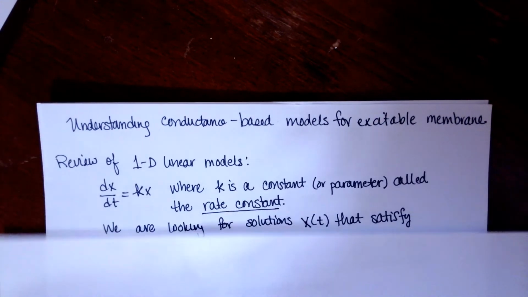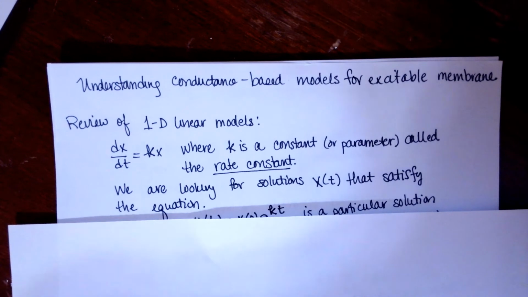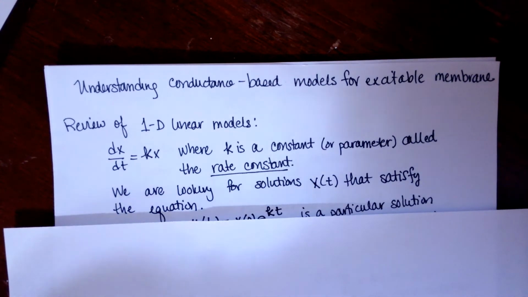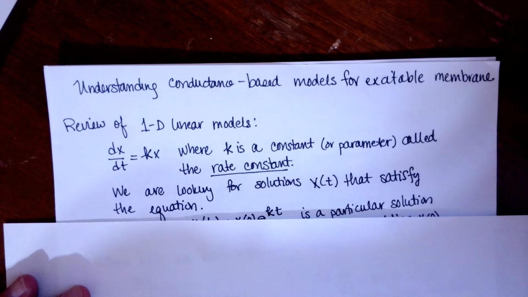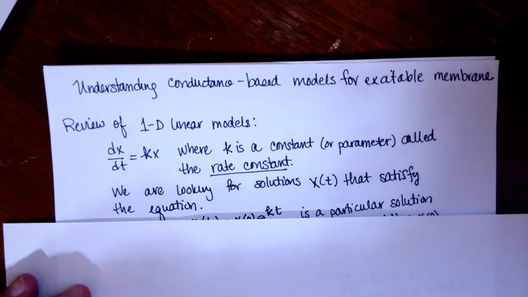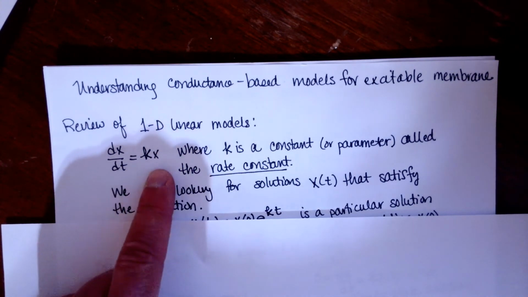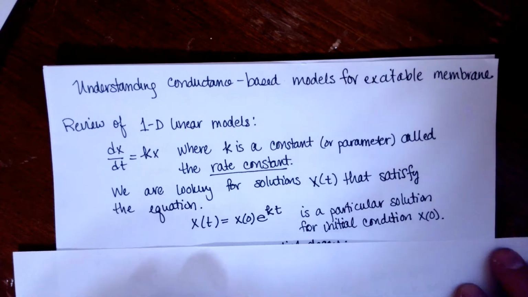I want to remind everybody about probably the first differential equation you ever saw, which is a one-dimensional linear model, dx/dt equals kx, where k is a constant, which we also call a parameter, which in this case we call the rate constant. For this very simple differential equation, what we're looking for are solutions of variable x that depends on t, so we can think of it as a function that satisfies this equation, so that when we take the derivative of x with respect to t and plug it in here, it's equal to our parameter k times x itself.